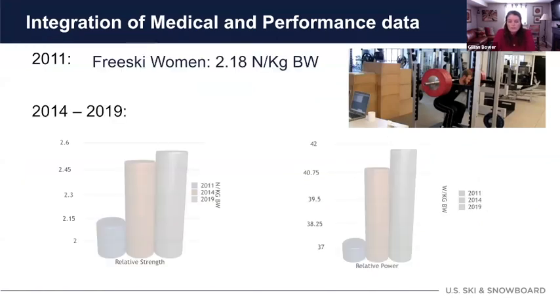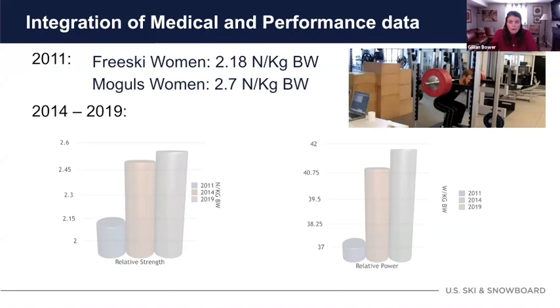So why does this matter? And why does the integration of medical and performance data matter? This is a small example of where the rubber meets the road for us. This example here provides information regarding our free ski program.